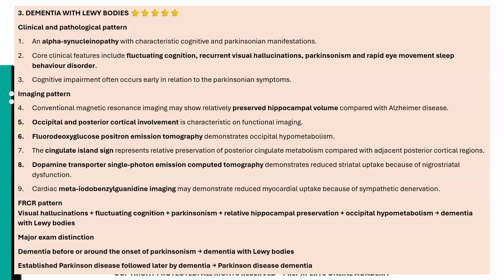Major distinction: dementia before, or around the onset of Parkinsonism, is due to dementia with Lewy bodies. But if Parkinson was already there, and then there was dementia, then that is your Parkinson disease related dementia. So if dementia comes early with your visual and cognitive disorders, and Parkinson comes later or with that, then that is dementia with Lewy bodies. But if the patient was already a diagnosed case of Parkinsonism and then had dementia, that is Parkinson related dementia. That is not your primary Lewy body dementia.